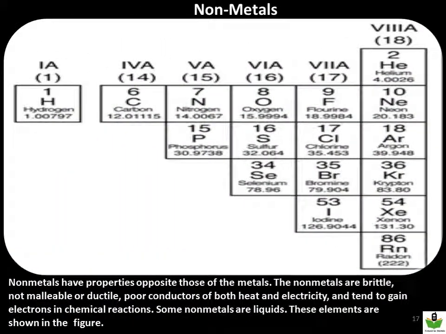Next, we will move to nonmetals. Nonmetals have properties opposite those of the metals. The nonmetals are brittle, not malleable or ductile, poor conductors of both heat and electricity, and tend to gain electrons in chemical reactions. Some nonmetals are liquids. These elements are shown in the figure.